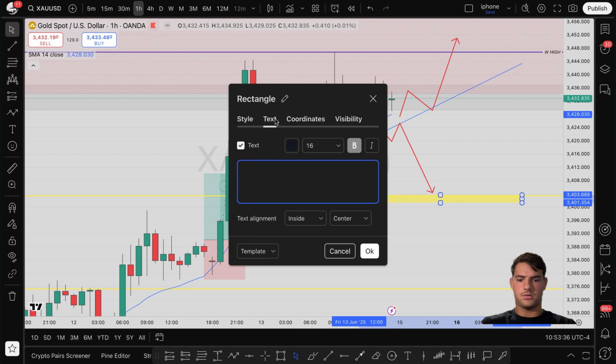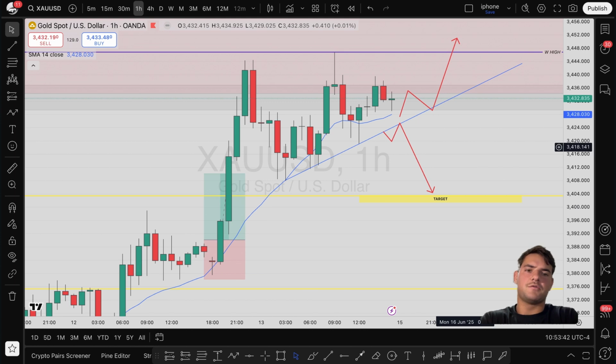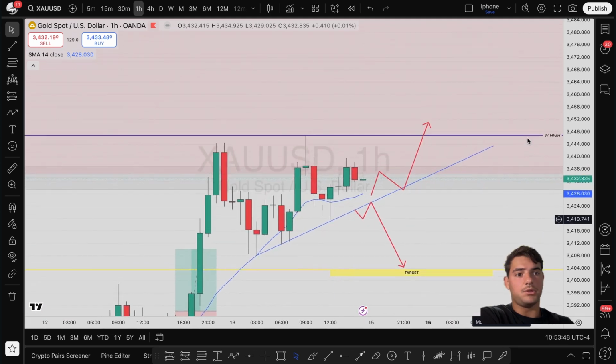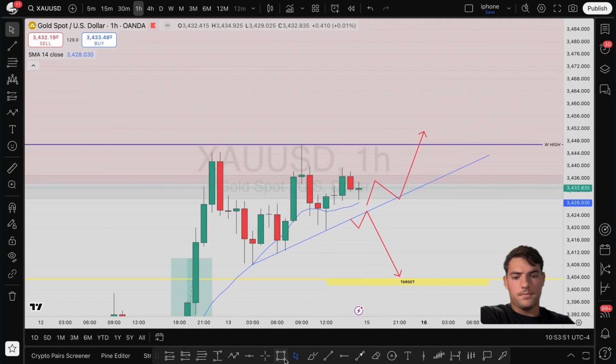So let me write this down. Target for sells. This is too big. Okay, this is my target for sells. And if we're going higher, I don't have any price points that I'm looking to work. Although I would love to see price create a new high, which would be the new high over here.